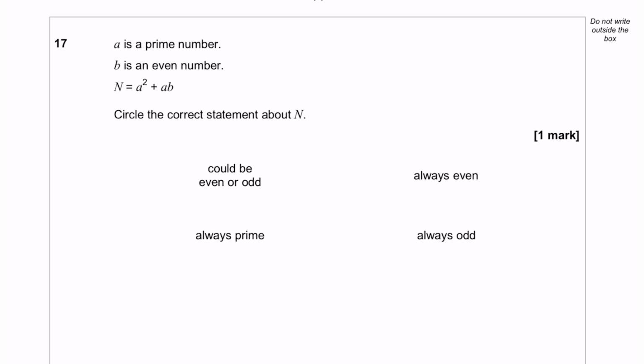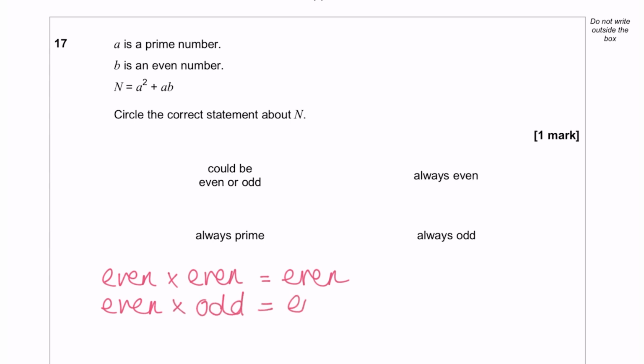Okay, question 17. A is a prime number. B is an even number. Circle the correct statement about N. Right, so if A is a prime number, there's an even prime number and an odd prime number, because 2 is an even prime number. An even squared is even, an odd squared is odd. So A times B, we've got prime number times even number. An even times an even equals an even. An even times an odd is also an even. And so we know we're going to have an even number there.